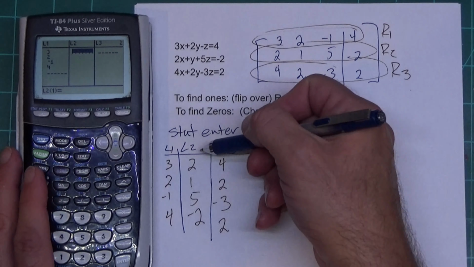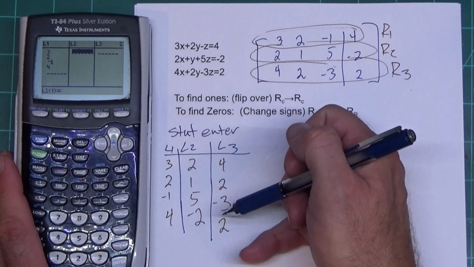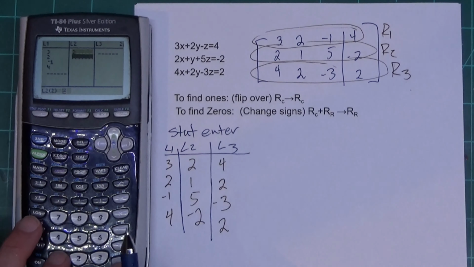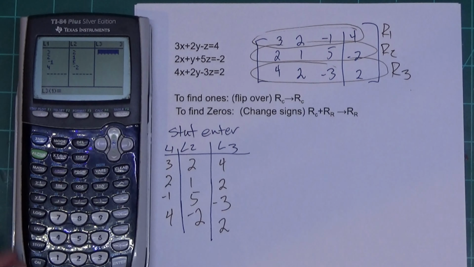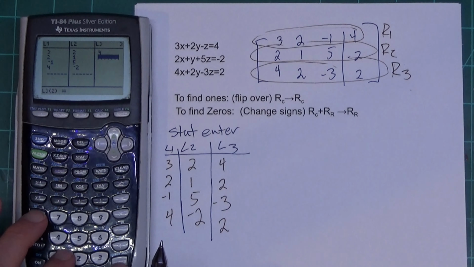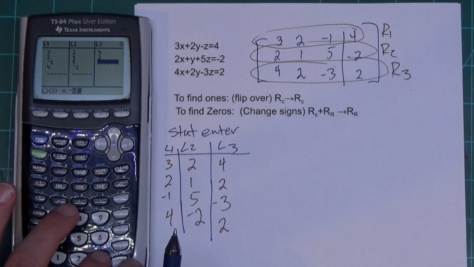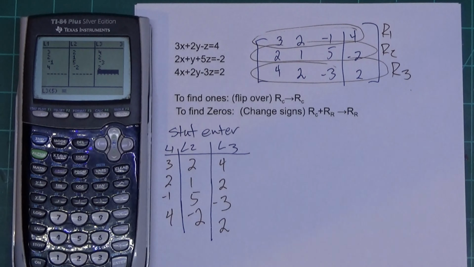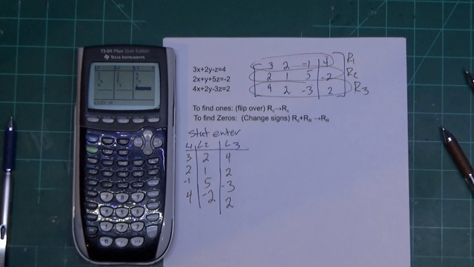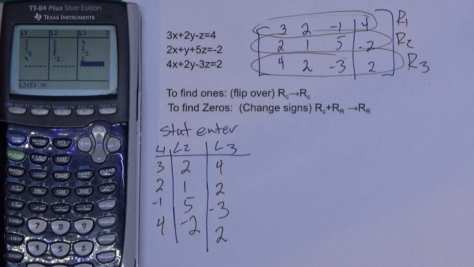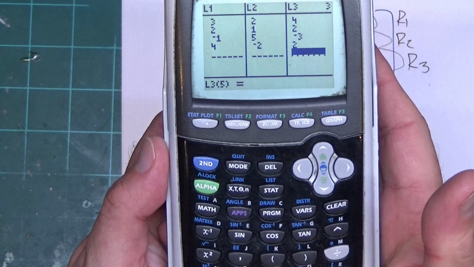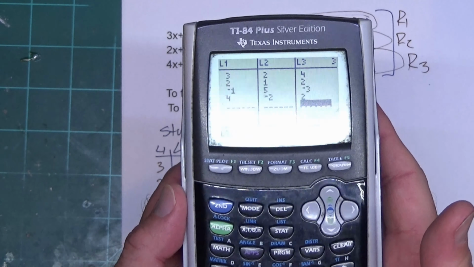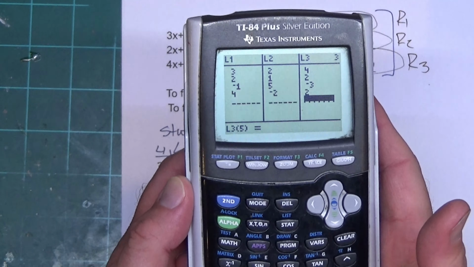Go over to the next column. I'm putting L2 in. So I'm going to have 2, enter, 1, enter, 5, enter, negative 2, enter. Then I go over to L3, I'm going to put in 4, enter, 2, enter, negative 3, enter, and 2, enter. Okay, so let me take it this way. You can see L1 and L2. I'm going to pick my calculator up, and you can see that that's exactly what I've done. And you can see I got some bright lights in here.